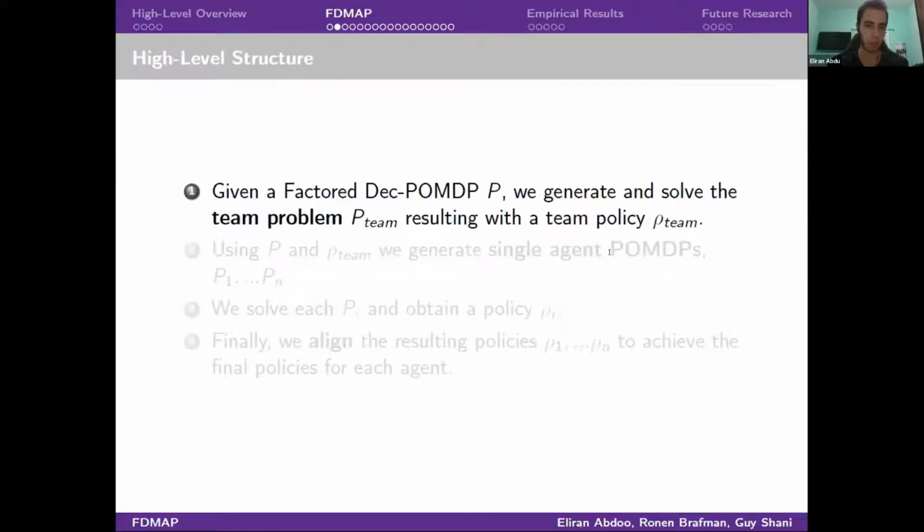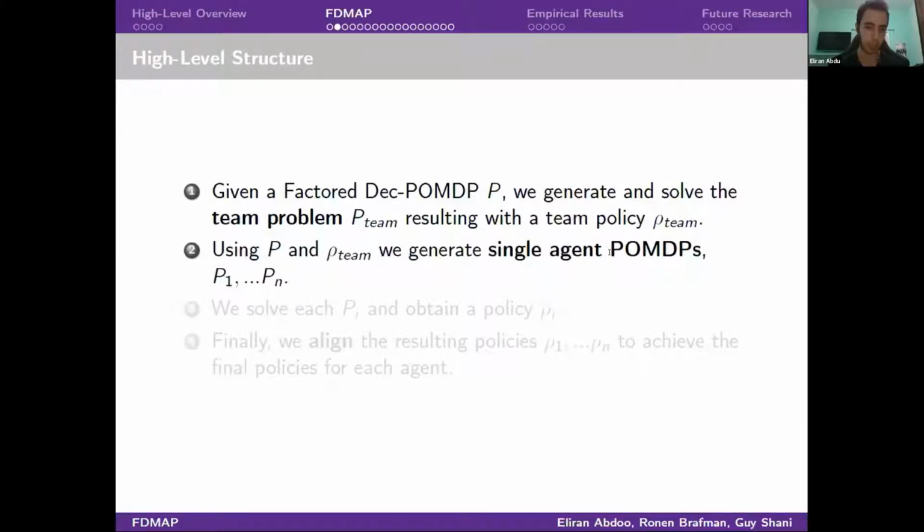Now we'll get into the algorithm itself. So first, we'll go over a high-level structure of the algorithm. We're given a factored Dec POMDP denoted by P. And then we generate and solve the team problem, P-team, which we'll show in a minute, resulting in the team policy, rho team. So we've received the Dec POMDP problem P. We changed it a bit and created the team problem P-team, which we'll show again very soon. And then we have a team policy which actually solves the team problem, which is denoted by rho team.